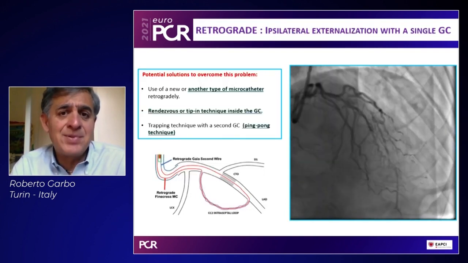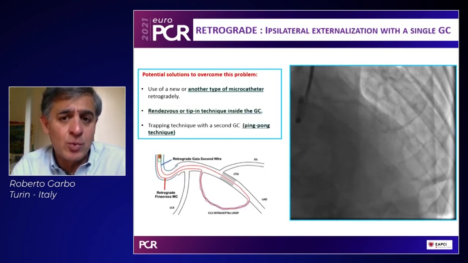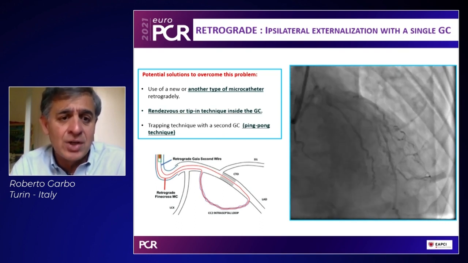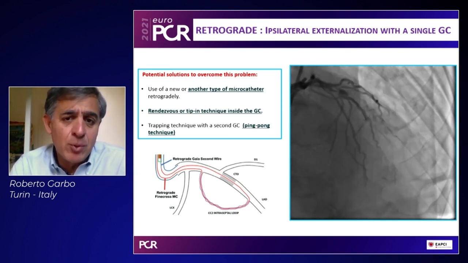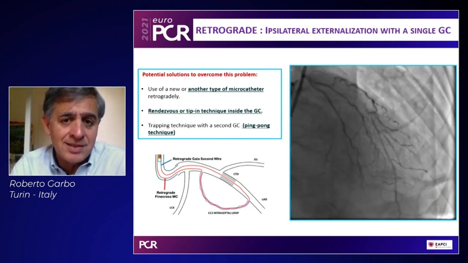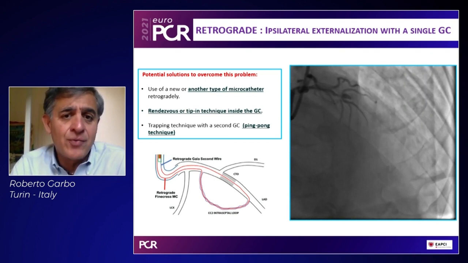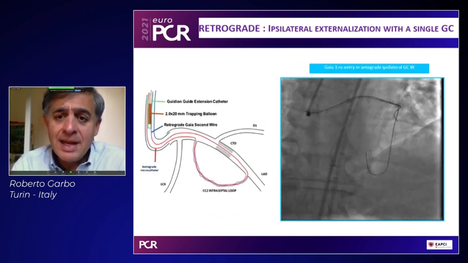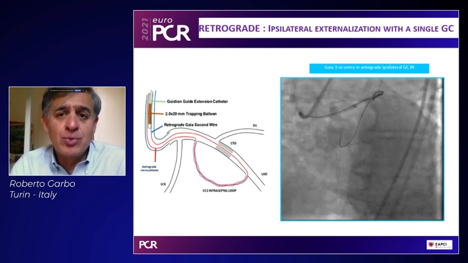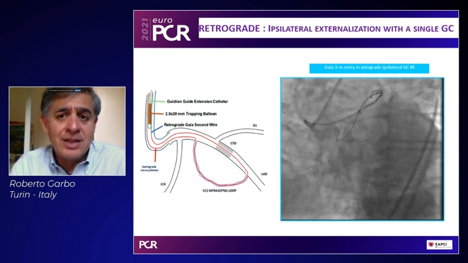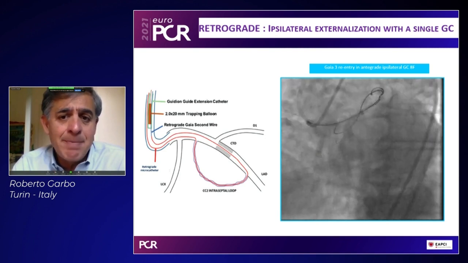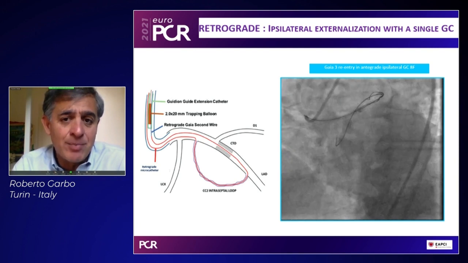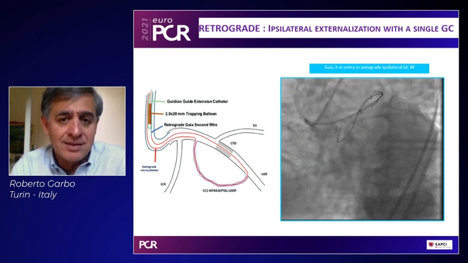The last case, an ipsilateral situation, the most complex when you have a single access ipsilateral retrograde approach. You can use a ping-pong technique, but if you want to use a single guiding catheter, you can put five French alongside your microcatheter. And in this situation, I was able to re-enter in the eight French guiding catheter, but I'm not able to do trapping balloon, because if I trap, I trap also my retrograde microcatheter.